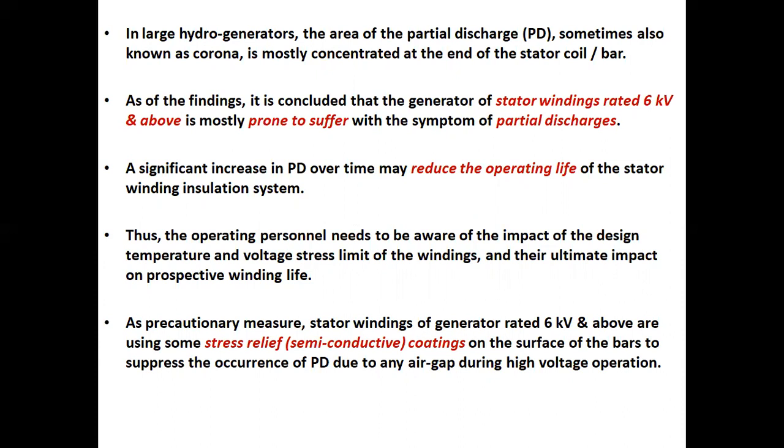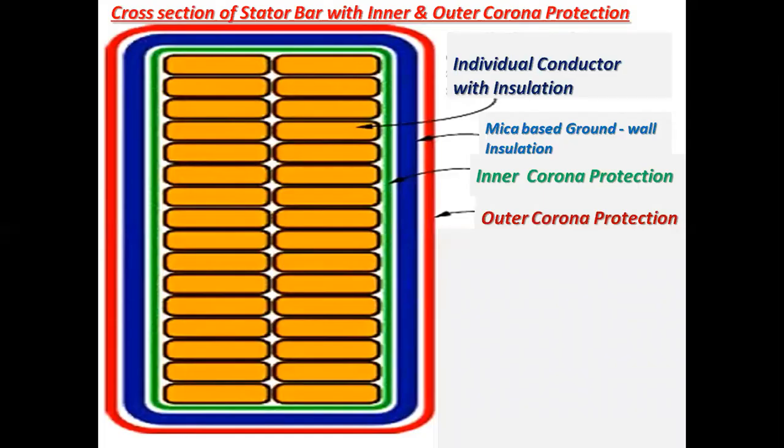As a precautionary measure, stator windings of generators rated 6 kV and above use stress relief, that is, semiconductive coatings on the surface of the bars, to suppress the occurrence of partial discharge due to any air gap during high voltage operation. Here is the cross section of a stator bar with inner and outer corona protection: the individual conductor with insulation, mica-based ground wall insulation, inner corona protection, and outer corona protection.